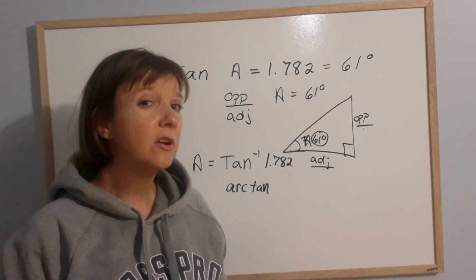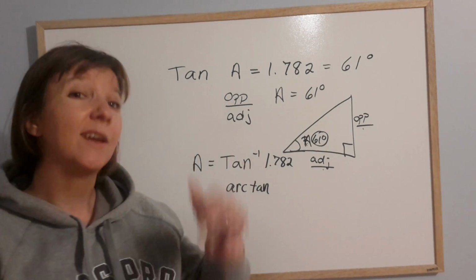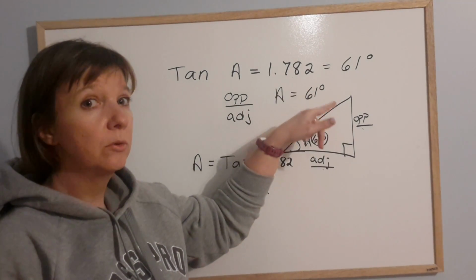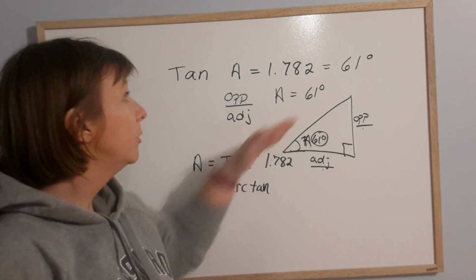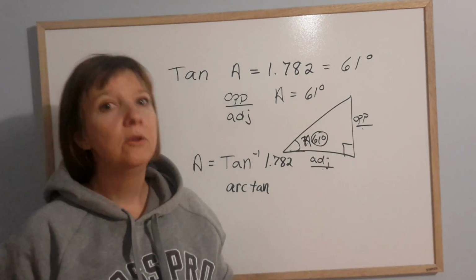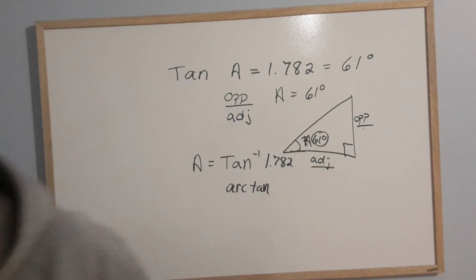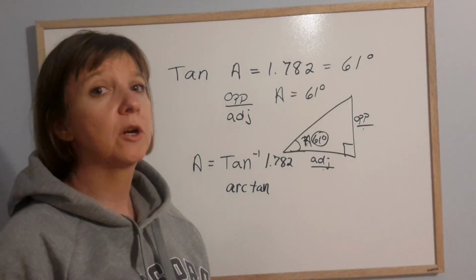Again, you should try that on your calculator. Make sure you know how to do it. If you have a backwards calculator, again, you're doing it backwards. You're going to do 1.782, shift tan, hit your equals. Again, you should be able to get 61 degrees. If you can't get 61 degrees, you have to find out what you're doing wrong somehow. Right, so all of that is just calculator work.